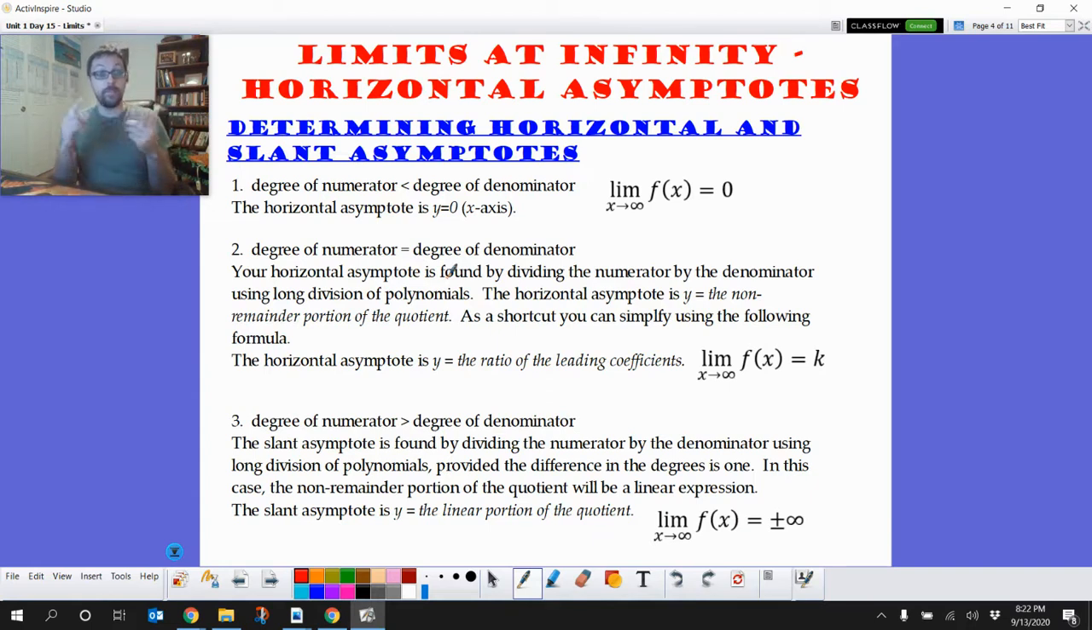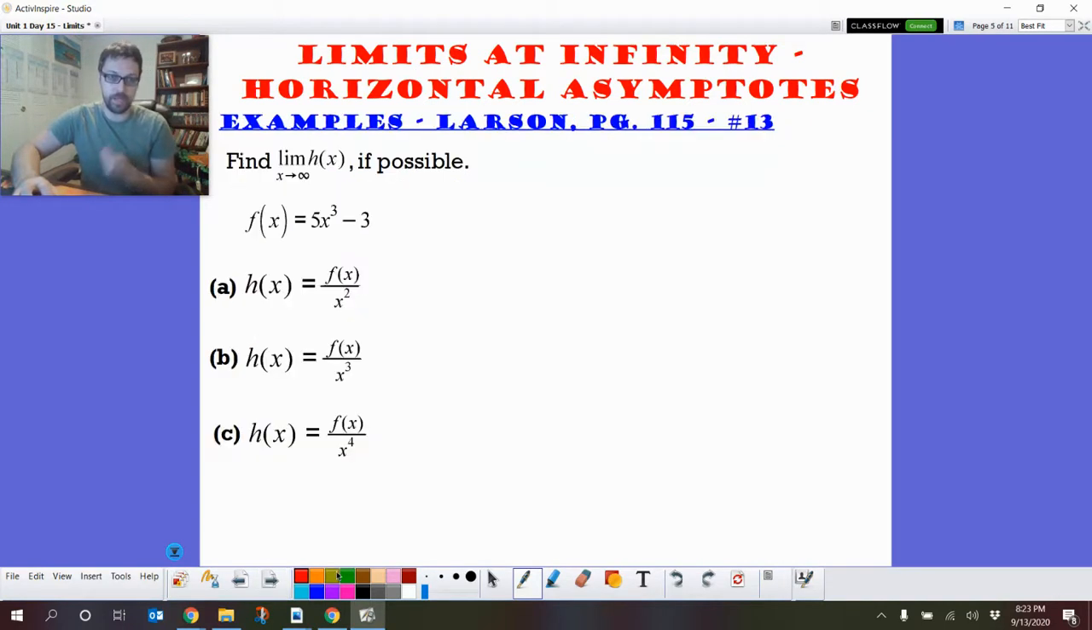So if the degree of the numerator is less than the degree of the denominator, it's going to head towards 0, because who's going to win? If the denominator wins, it's going to produce a really small number. If the numerator wins, then we get a huge number and it goes to infinity. If they tie, you create a horizontal asymptote, and that horizontal asymptote is going to be the coefficients. And we'll do an example so we can see that in action.